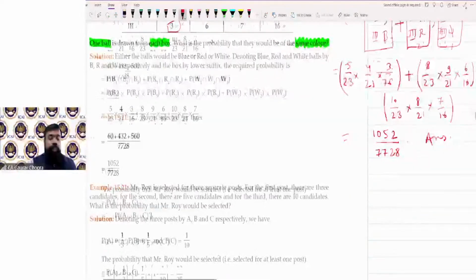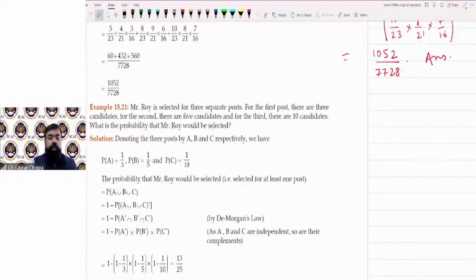So now this was example number 20. Let's come to 21st. Mr. Roy selected for 3 separate posts. For the first post, there are 3 candidates. For second, there are 5. And for third, there are 10 candidates. So what is the probability that Mr. Roy would be selected?